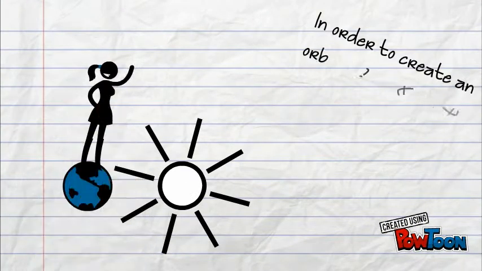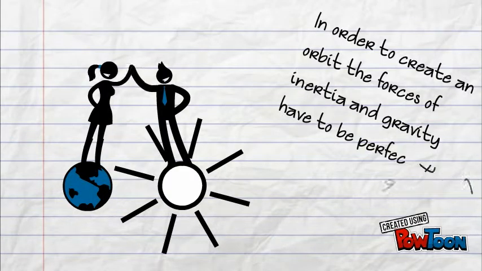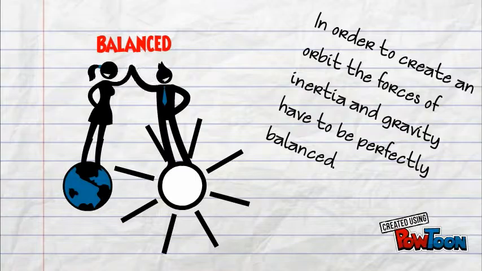In order to create an orbit, the forces of inertia and gravity have to be perfectly balanced. If the forward movement of one object is too strong, the object will speed past the other and not enter orbit. If inertia is much weaker than the pull of gravity, the objects will crash into each other.